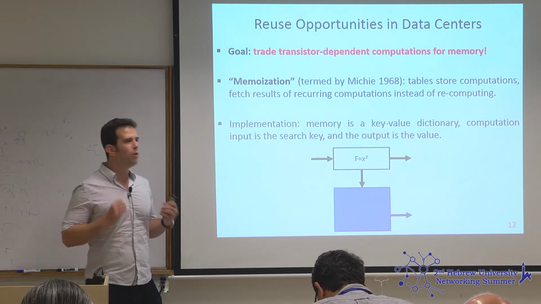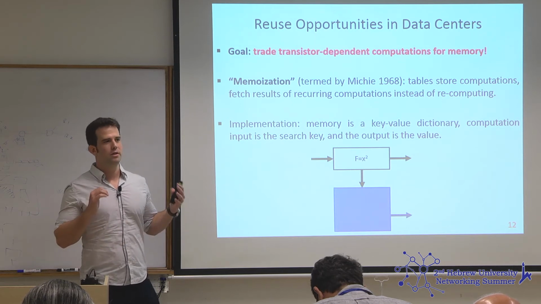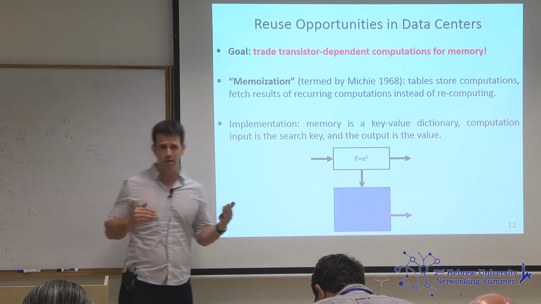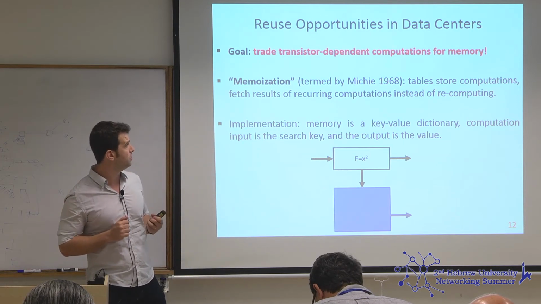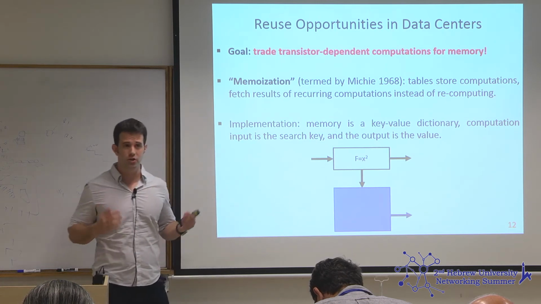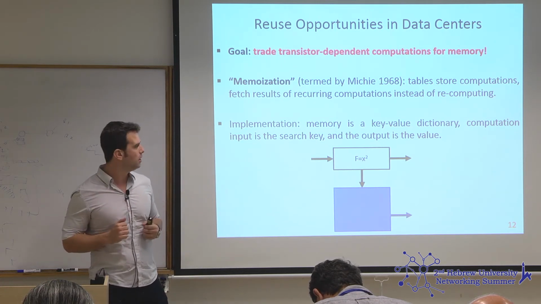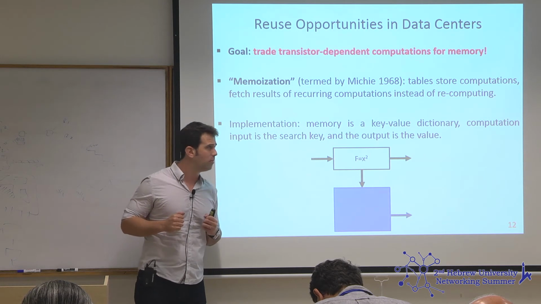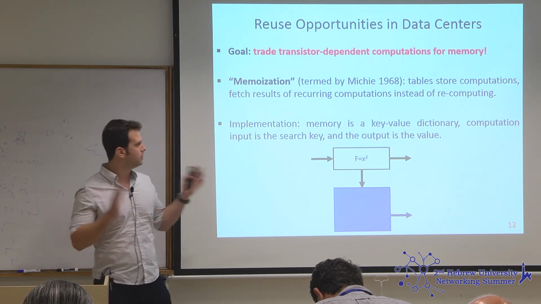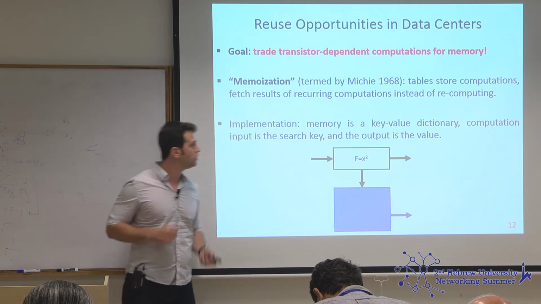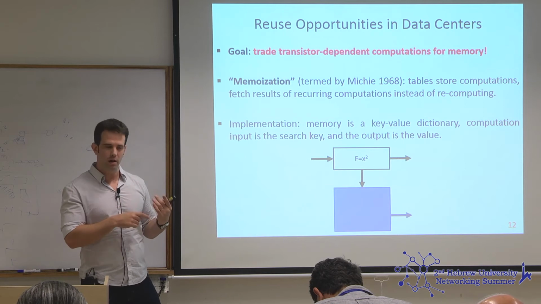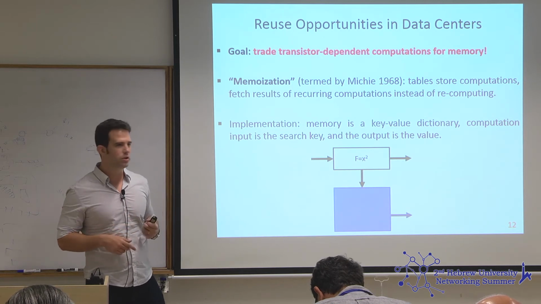What it all boils down to is some way for us to use memory to compensate for the lack of scaling in transistor-dependent computations. So we're using a technique called memoization, one of many possible techniques to use memory to compensate for computation. The general concept is you have tables that store computations, and instead of re-executing that computation again, you just fetch it from the memory.